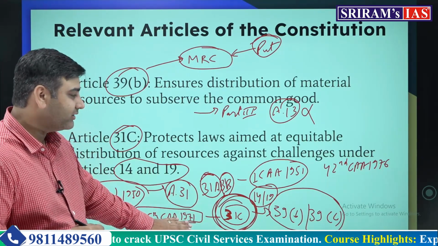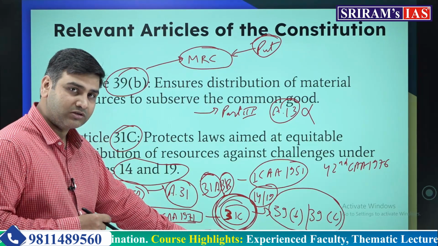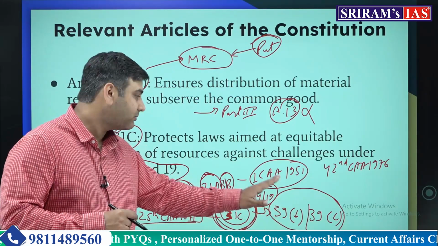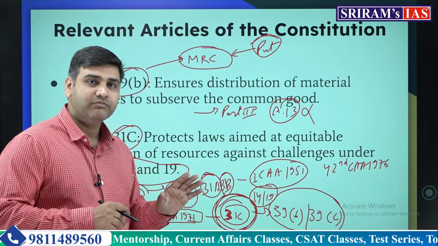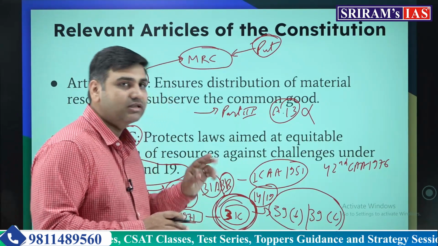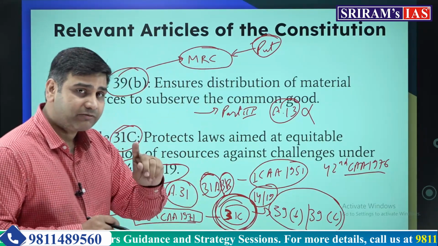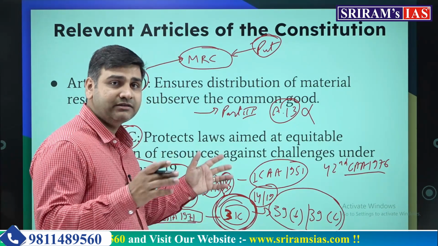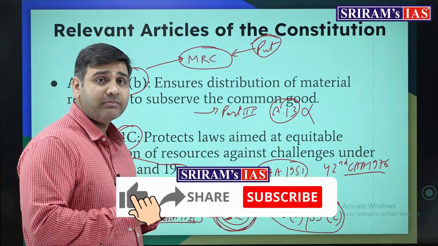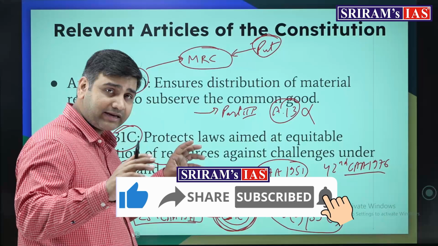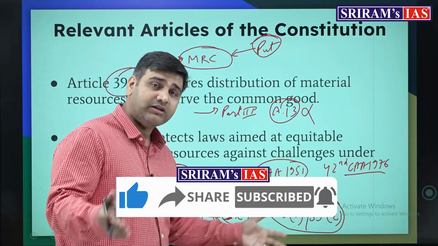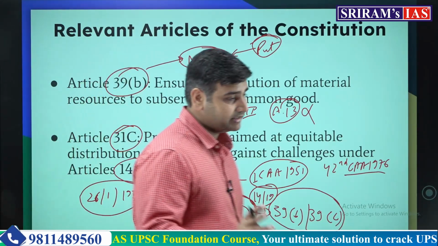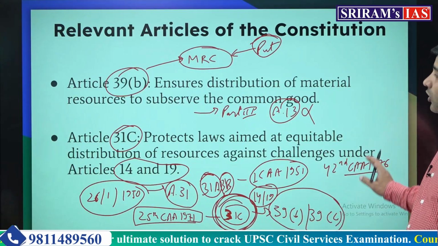So in 1971, 31C was inserted in the constitution. This 31C protects actions taken under Article 39B and 39C from the right to equality and right to freedom. It means any action taken cannot be challenged on these two grounds. In 1976, under the 42nd Constitutional Amendment Act, the jurisdiction of Article 31C was extended. Now any action taken by the government to implement all of the directive principles of state policy, not only these two, will be protected by 31C. I hope it is clear to you. Now, this is the background of what has happened.